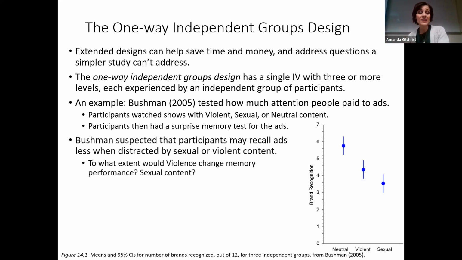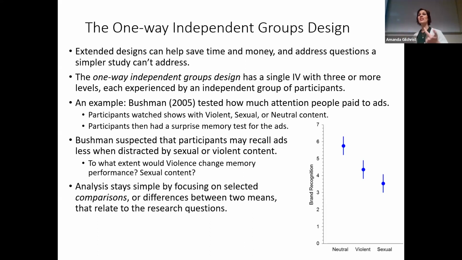So Bushman suspected that participants may recall ads less when distracted by sexual or violent content. So basically the question that we're asking with these confidence intervals, remember that with estimation, we're asking things like, to what extent, by which amount. So to what extent would violence change memory performance or sexual content? There are 12 brands that are recognized here. So this is basically 0 through 7 out of 12 total brands.